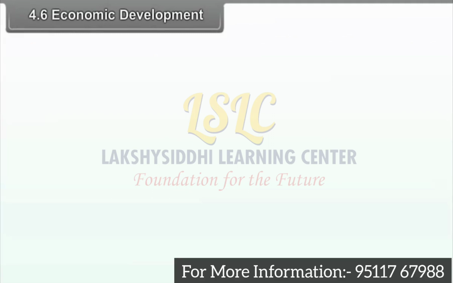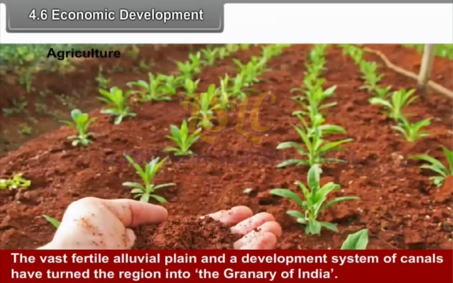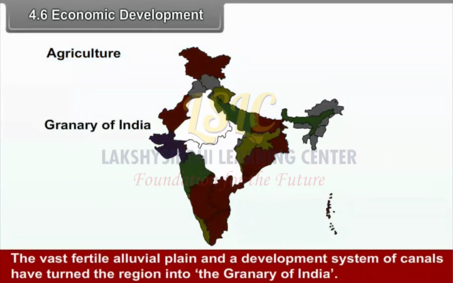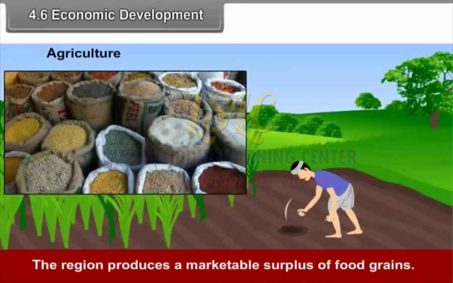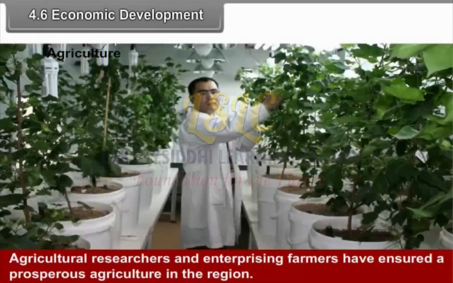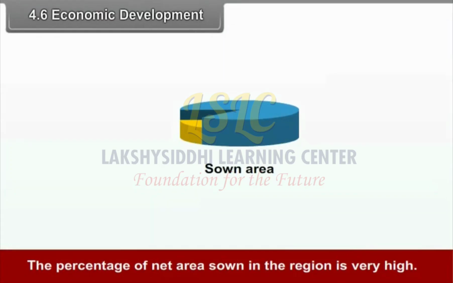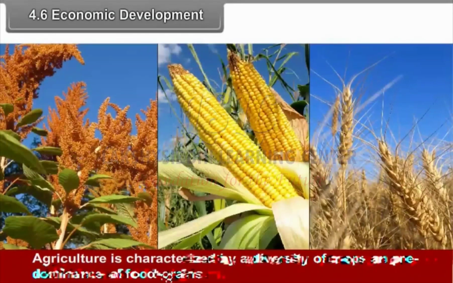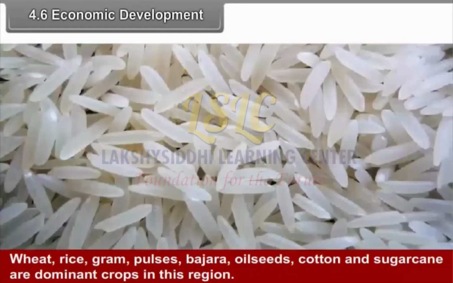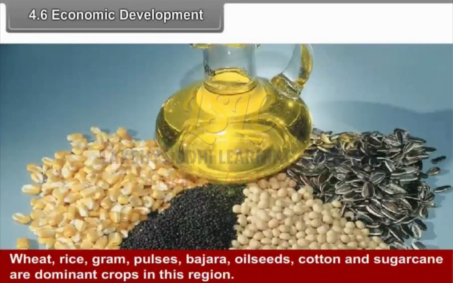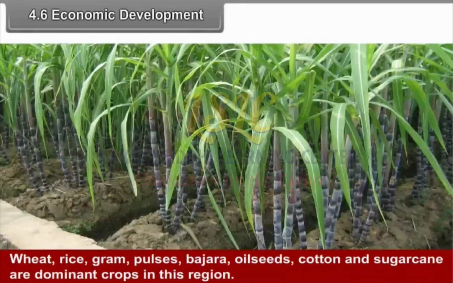4.6 Economic Development. Agriculture. The vast fertile alluvial plain and a developed system of canals have turned the region into the granary of India. The region produces a marketable surplus of food grains. Agricultural researchers and enterprising farmers have ensured a prosperous agriculture in the region. The percentage of net area sown in the region is very high. Agriculture is characterized by a diversity of crops and predominance of food grains. Wheat, rice, gram, pulses, bajra, oilseeds, cotton and sugarcane are dominant crops in this region.